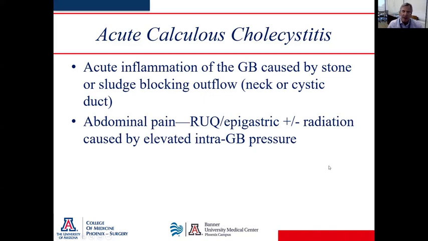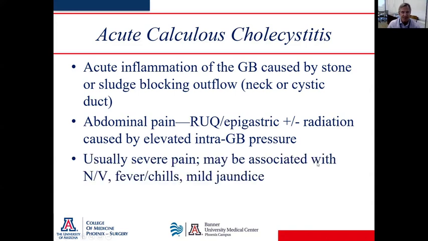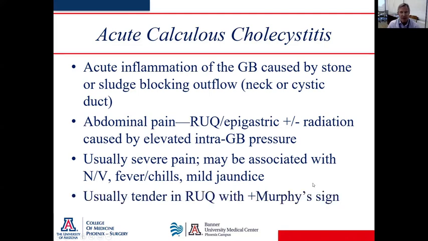It can be right upper quadrant or epigastric, and there can be radiation, and it's caused by an elevated intragallbladder pressure. This is usually severe pain, and it can be associated with nausea, vomiting, fever and chills, and mild jaundice. And the patients are usually tender in the right upper quadrant with a positive Murphy sign.